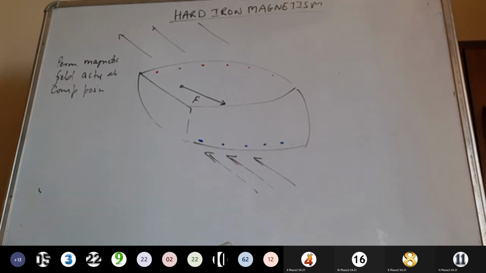Any doubt? This force F will not change throughout the life of the ship. It will remain the same. Once the vessel has acquired this magnetism at the time of new building, the direction and magnitude are not going to change. It has become a permanent magnet, so we can call it the permanent magnetic field. We can add one more word here: it is the ship's permanent magnetic field acting at the compass position.